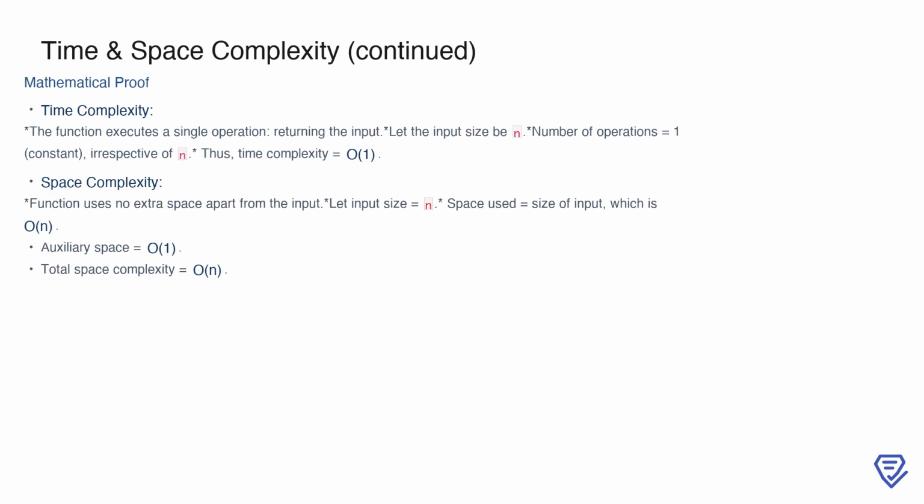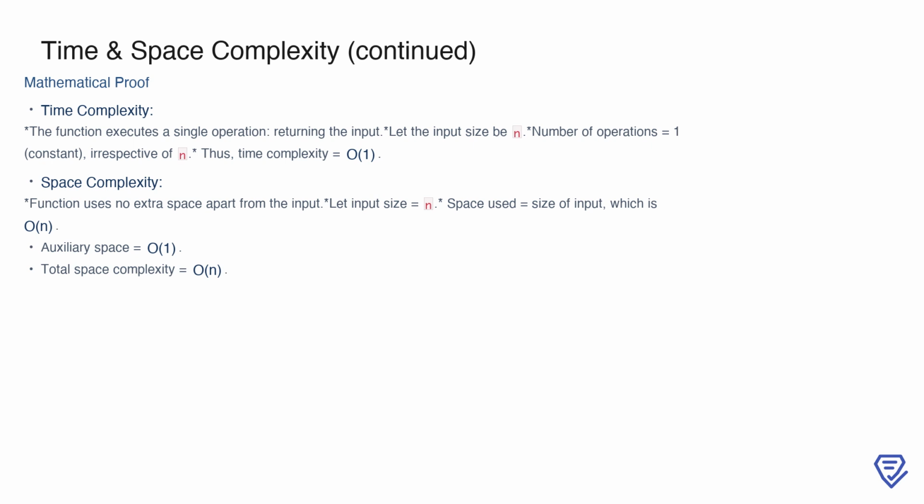Finally, let's solidify our understanding with a mathematical proof. For time complexity, the function performs a single operation, returning the input. Regardless of the input size, the number of operations remains constant at 1. This confirms that the time complexity is O(1). For space complexity, the function itself uses no additional memory beyond the input, meaning the auxiliary space is O(1). However, the total space complexity must include the memory required to store the input, which is proportional to the input size n.